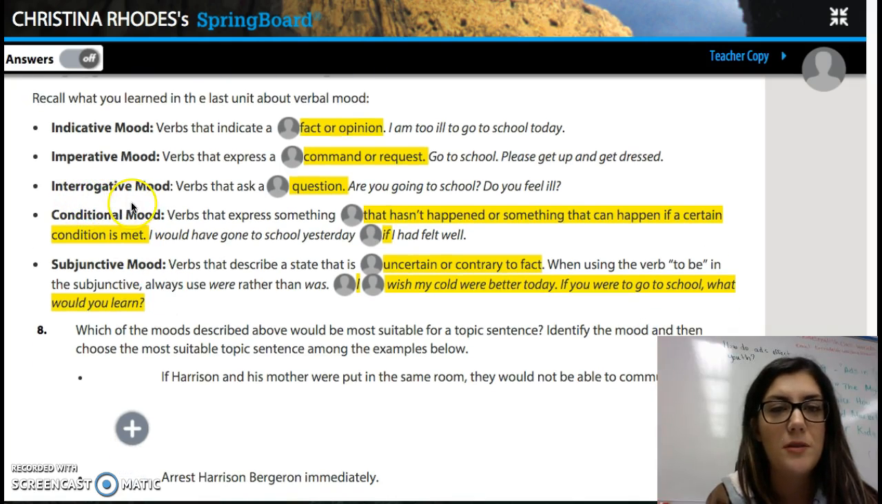Please read imperative mood to your shoulder partner. Okay, interrogative mood. Verbs that ask a question. Please underline or highlight question. Like, are you going to school? Do you feel ill? Please read interrogative mood to your shoulder partner.